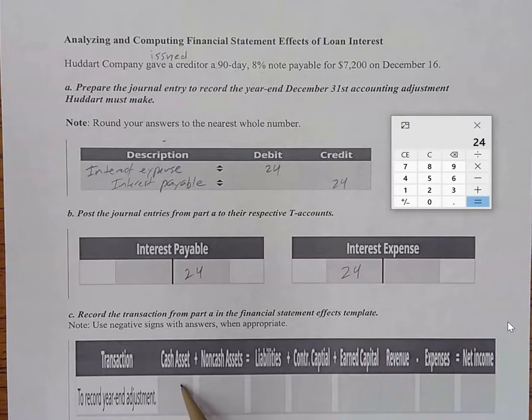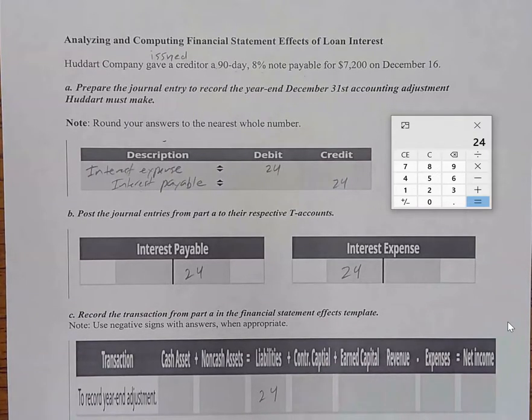So what happened here? Was a cash asset affected? No, it was not. Cash was not impacted in any way, so we're going to leave it alone. Non-cash assets? No. No non-cash assets were affected. What about liabilities? Yes. Interest payable for $24, and so liabilities went up by $24, so I'm just going to enter it here as a positive figure. Contributed capital. What is contributed capital? This is money that investors put into the company, oftentimes by buying stock when the company issues stock and takes their money, right? So we don't have anything there.